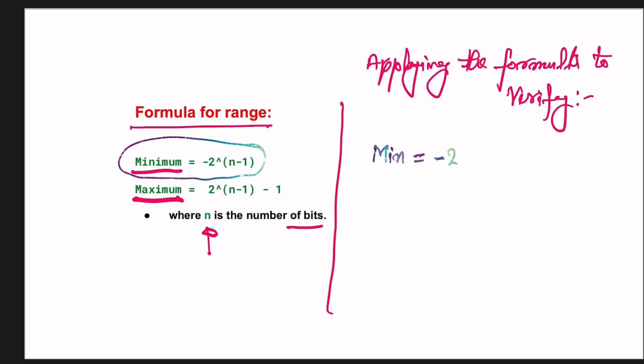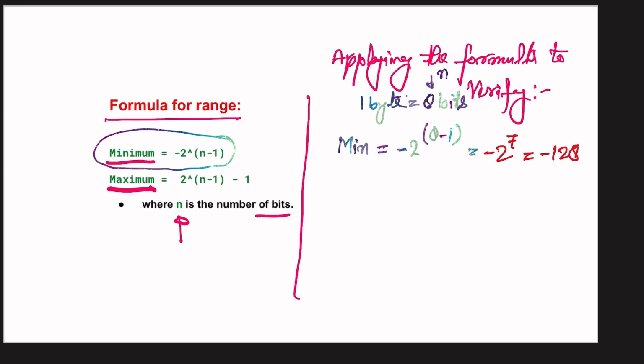2 power n, where n is the number of bits. A byte has 8 bits. We know that 1 byte is equal to 8 bits. So we take 8 here, this is n. So 8 minus 1, 2 power 8 minus 1 becomes minus 2 power 7. 2 power 7 is 128. This is the minimum value for byte.